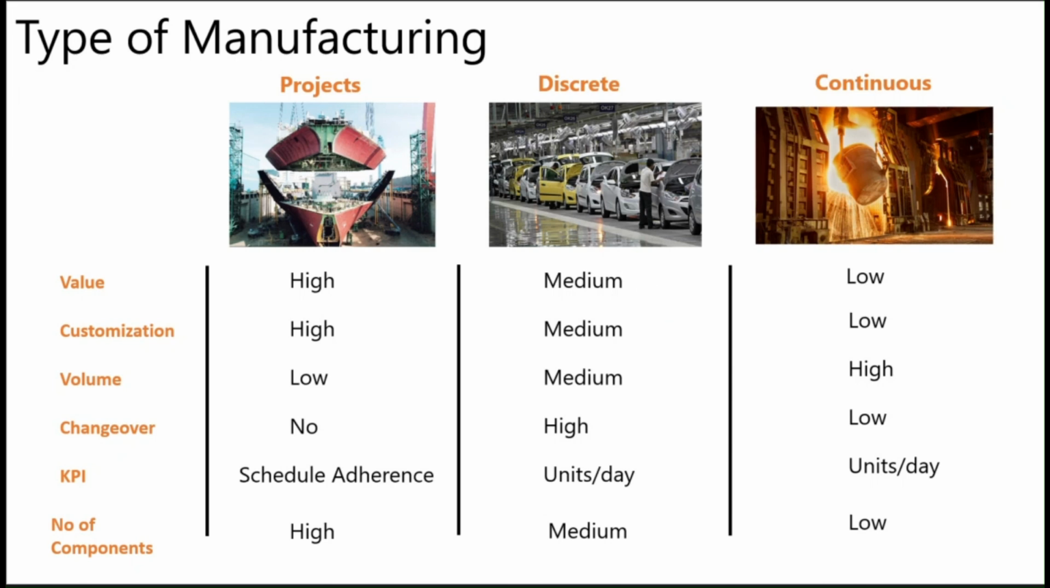Let's understand what is actually manufacturing. Manufacturing is a process of converting raw materials into finished goods. In general, manufacturing can be classified as project manufacturing, discrete manufacturing, and process manufacturing. Now let's understand what those are.